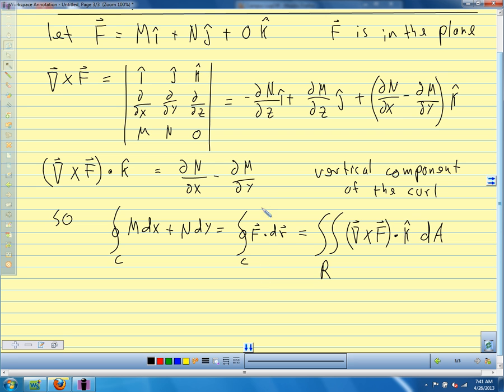So again, the sum of the tangential component of F around the boundary is equal to the sum of the vertical component of the curl over the region. So this is telling us about the curl tending to cause a circulation, a rotation around the boundary of that region.